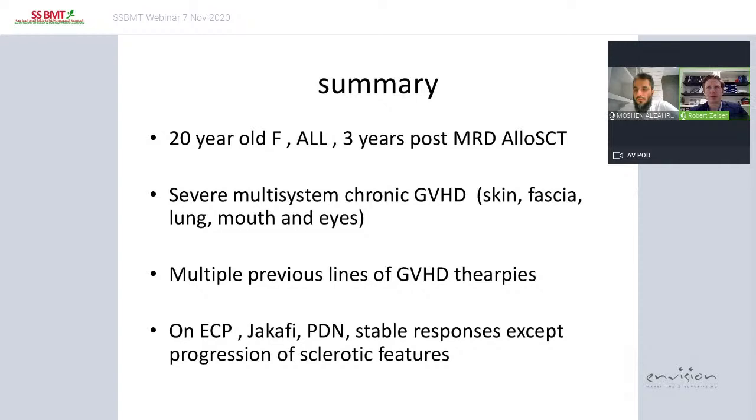Another question regarding the use of imatinib. Sometimes we see it effective in sclerosis type of GVHD, and it was not used in this patient. Is it an option in this patient? So we have treated a couple of patients with imatinib for sclerotic GVHD, and we have not had good responses. We actually had, I think, zero response with imatinib alone.